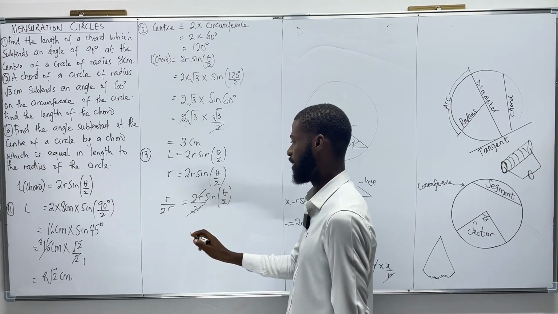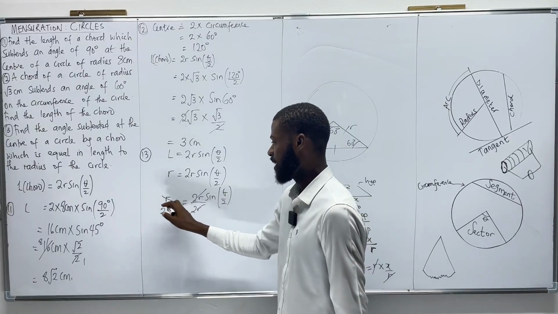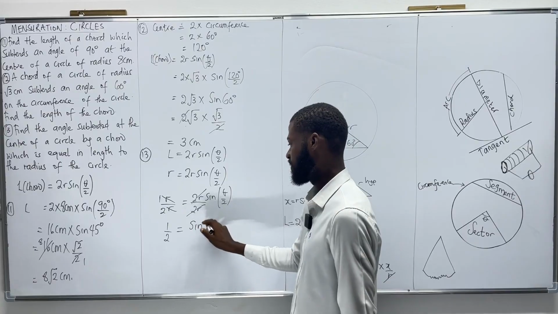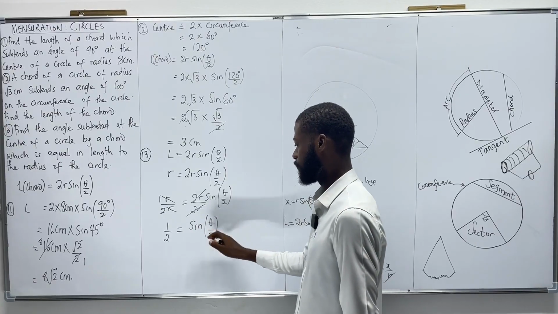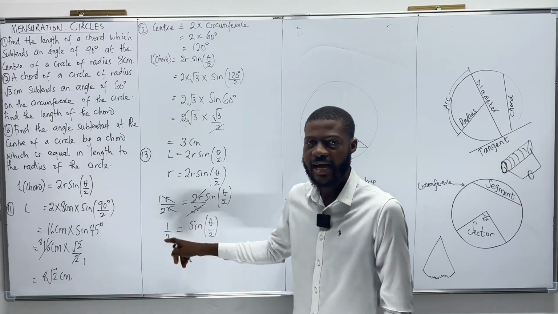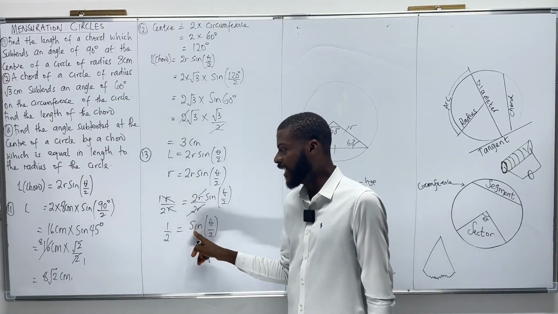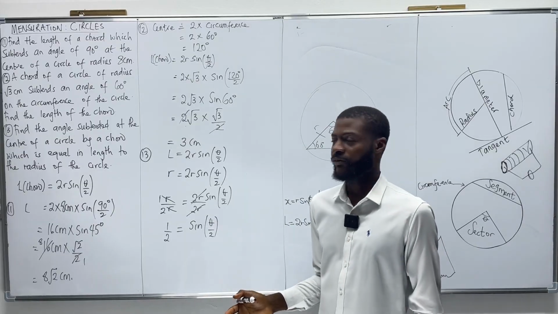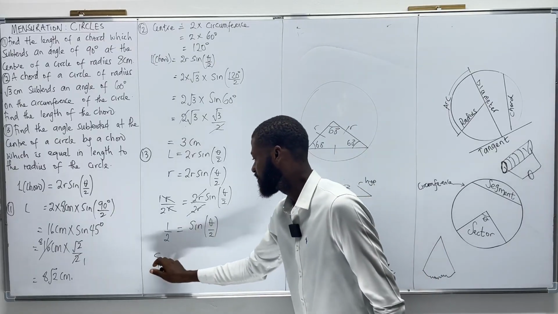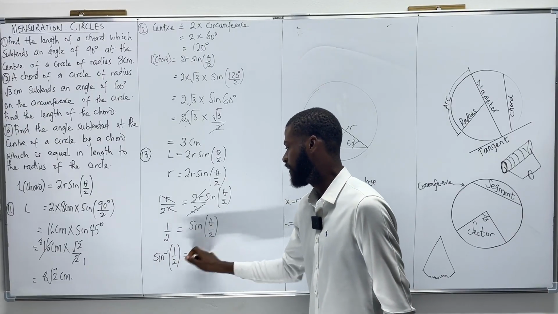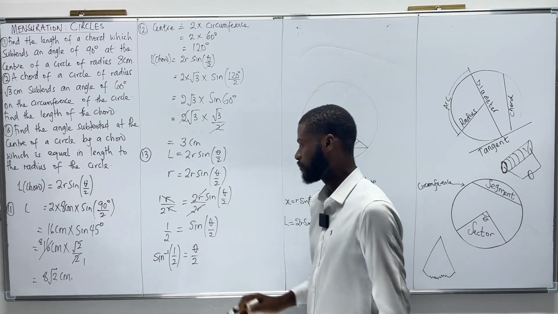So this will cancel this out. If the r cancels out the r, there will be 1 at the top. So this is 1 over 2 equals sine theta over 2. Now, what do we do next? This is a half. This is a half. Now, sine of what angle will give us a half? You can use a calculator for this. You can say sine inverse of 1 over 2 will give us theta over 2.